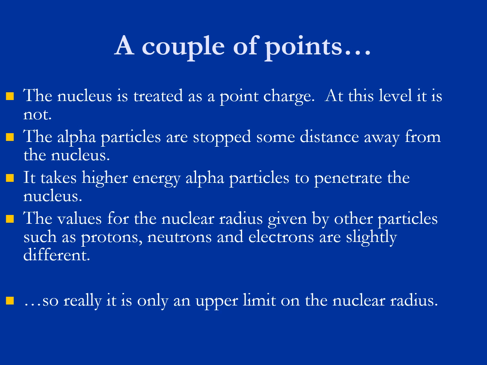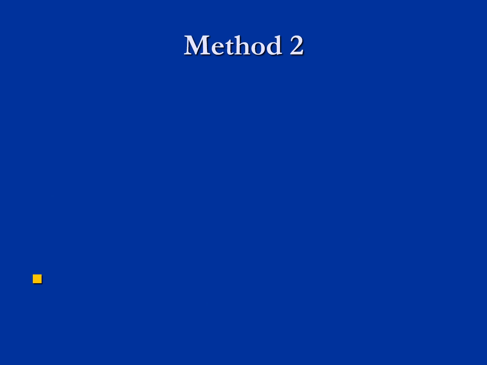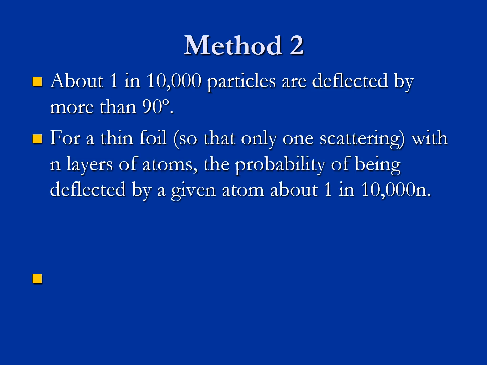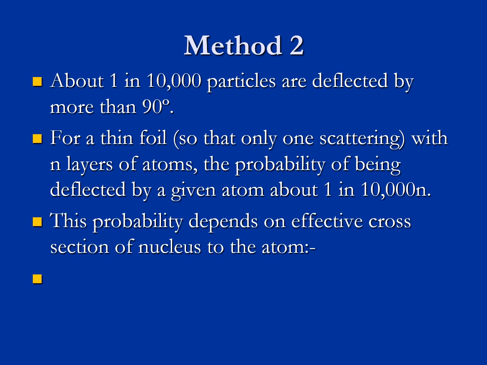The other way, which gives a much better estimation for the size of the nucleus, is this. One in 10,000 particles are deflected by more than 90 degrees. We've got a very thin foil with n layers of atoms, so the probability of being deflected is about 1 in 10,000 n if there's n layers. And it's going to depend on the cross-section of the nucleus to the atom. So this is the other method of doing it.